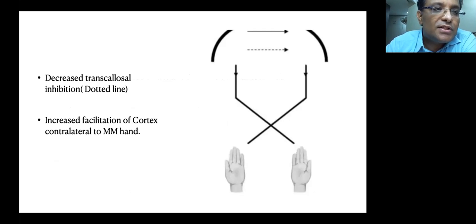The second pathogenesis is decreased transcallosal inhibition. As we can see with this dotted line here, the decreased transcallosal inhibition causes facilitation of this cortex, giving rise to motor movements on this side. So this is a voluntary movement and this is a mirror movement. This cortex normally should inhibit via this pathway, but because there is less inhibition across the transcallosal pathway, this cortex will again give rise to mirror movements on the same side.